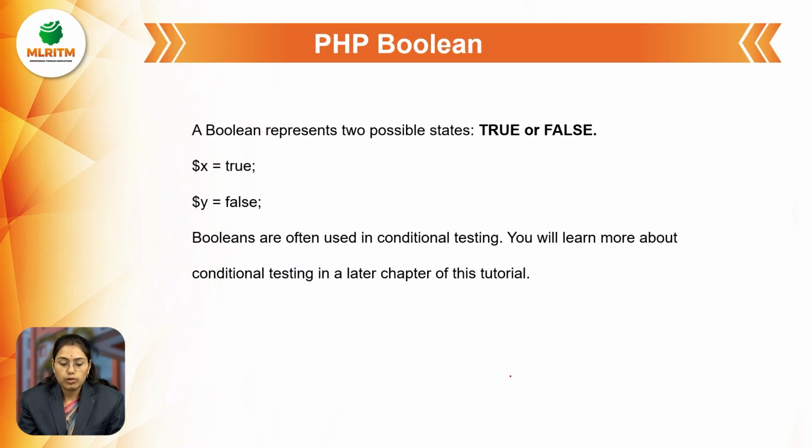Next, let's go to Boolean. What is a Boolean? A Boolean represents only two possible states, that is, either true or false.